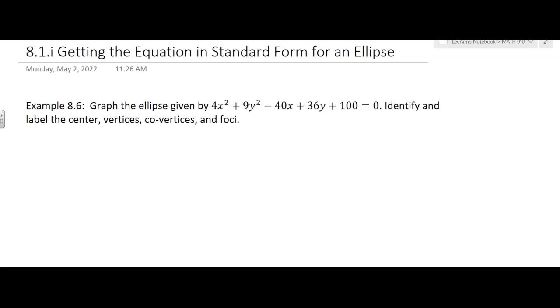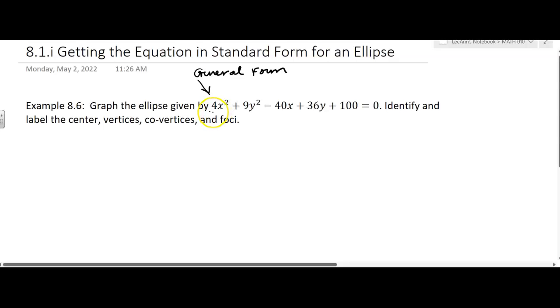Okay, but what if it's not in standard form? So here we have an equation. This is often called the general form. And it's great for certain things, but it's not very handy for graphing. But they want us to graph the ellipse. So what we have to do is take this general form and get it into standard form. That's the goal. Then we can graph it and label, find the center, vertices, co-vertices, and foci.